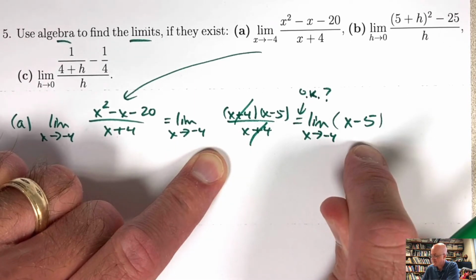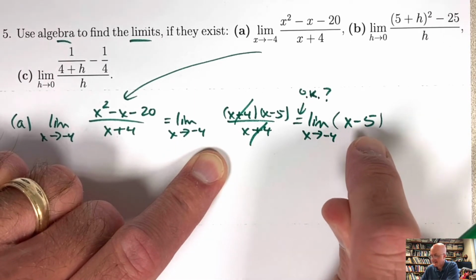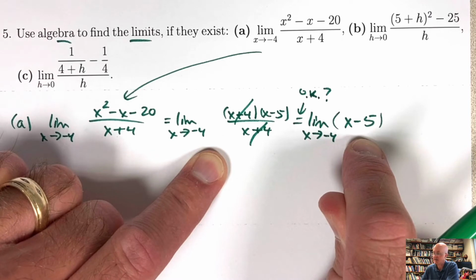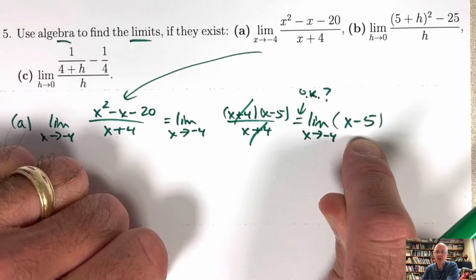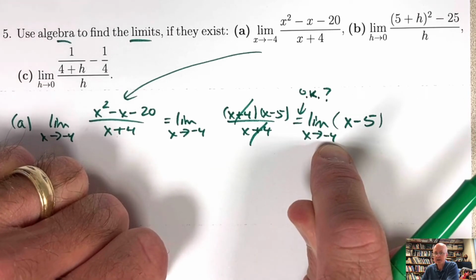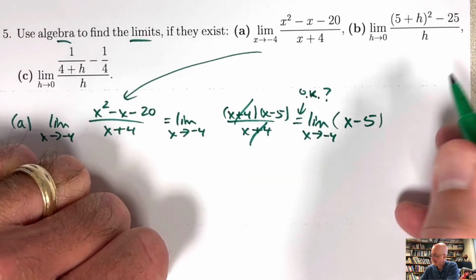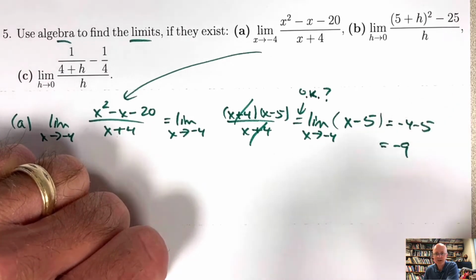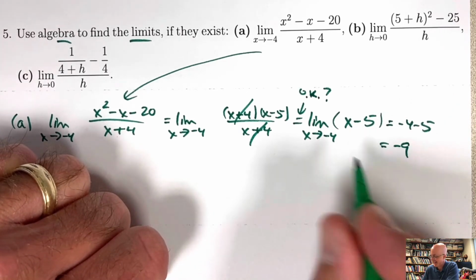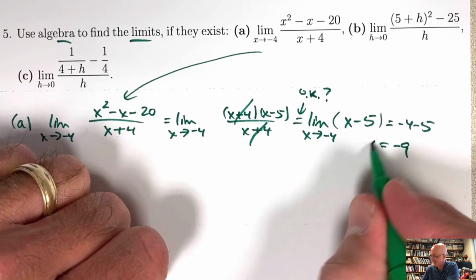And this function is a nice simple function. It's a linear function. Its graph is a straight line. It's defined everywhere and continuous everywhere. And I could evaluate the limit of this one by plugging in -4 and get -4 minus 5 is -9. That's no problem. That's continuity.